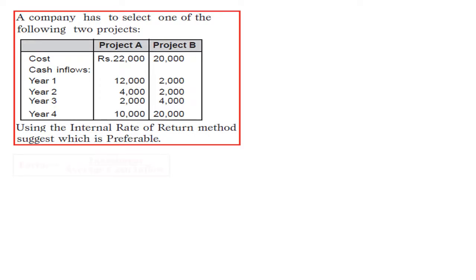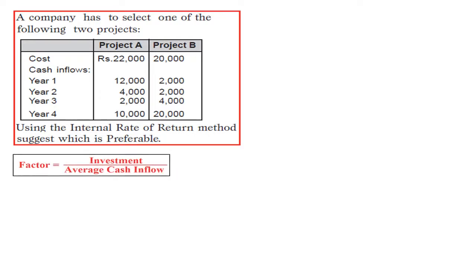So step 1, calculate the factor. Calculation formula: investment, our investment is 22,000, divided by average cash inflow, which is 7,000, is equal to 3.14 we are getting. So how did I get 7,000? 7,000 is the average cash inflow, which is the summation of cash inflows, 28,000, divided by 4, is equal to 7,000. That is 12 plus 4 plus 2 plus 10, that is 28,000 divided by 4. So once we got 3.14, we got the factor.